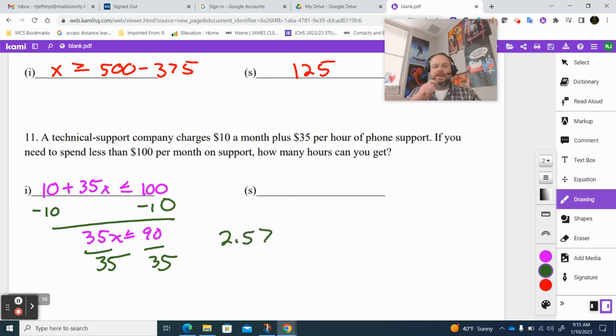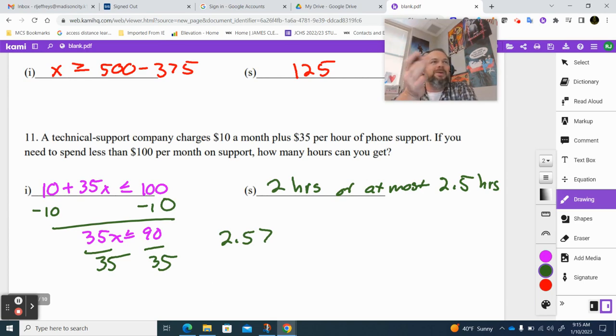2.57. Okay. Now, this is all we know. I would say 2 hours or at most 2.5 hours. And this is why. In the situation, we don't know. There are actually situations where they do a half hour.